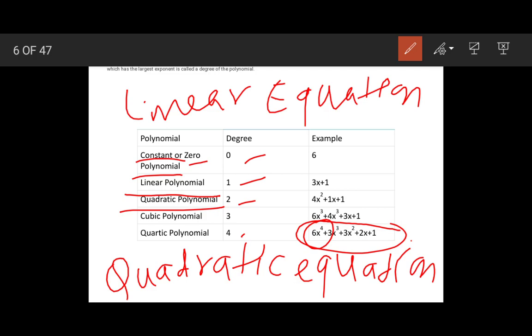If the degree of the polynomial is 3, then it is known as a cubic polynomial or cubic equation. If the degree is 4, then it is known as a quartic polynomial. If the degree of the polynomial is greater than 3, then we can simply say that it is a polynomial.